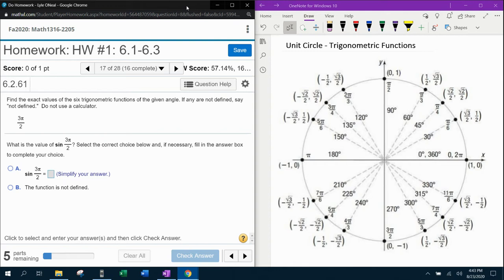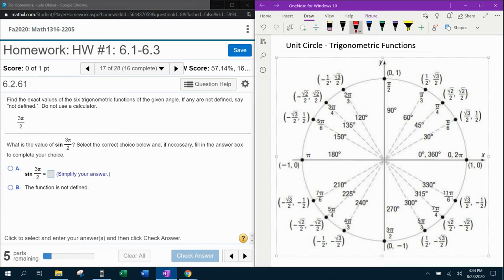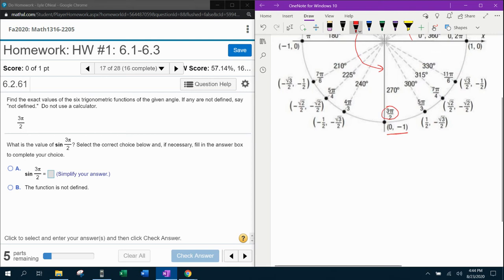So in the unit circle, starting at 0, we know that our angle is positive, so we're going to go counterclockwise all the way around to 3 pi over 2. And that tells us that we're going to be using the ordered pair of 0, -1 to find the value of the trigonometric functions, okay?